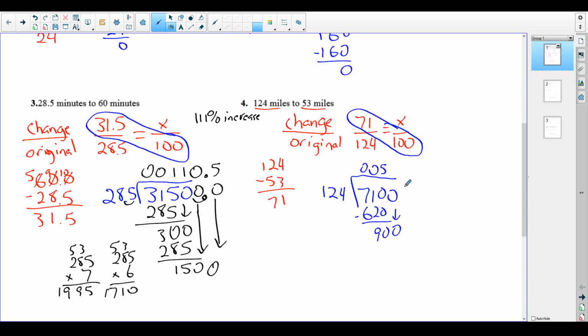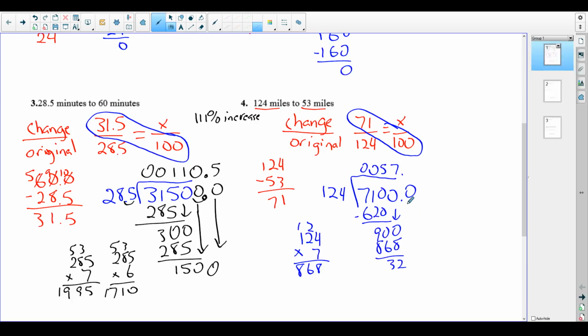And then I wrote down that 125 goes into 900. Let's try 7 times. So this is 8, 2, let's see, 16, 868. Perfect. Ish. Okay. So we have a little bit left over.